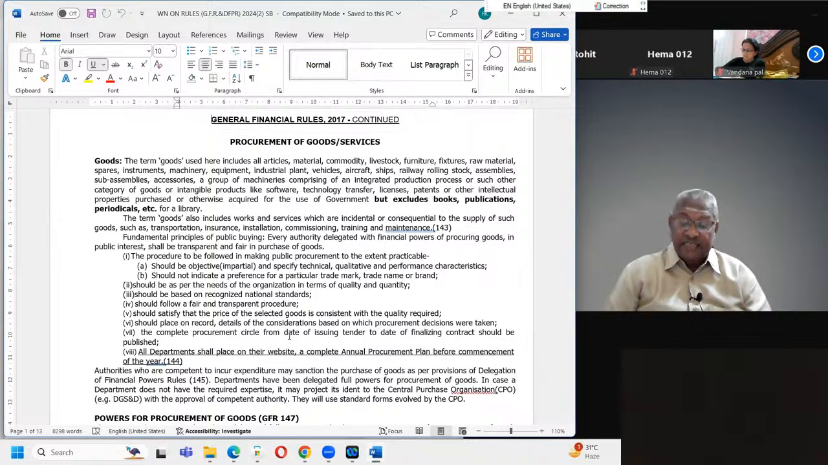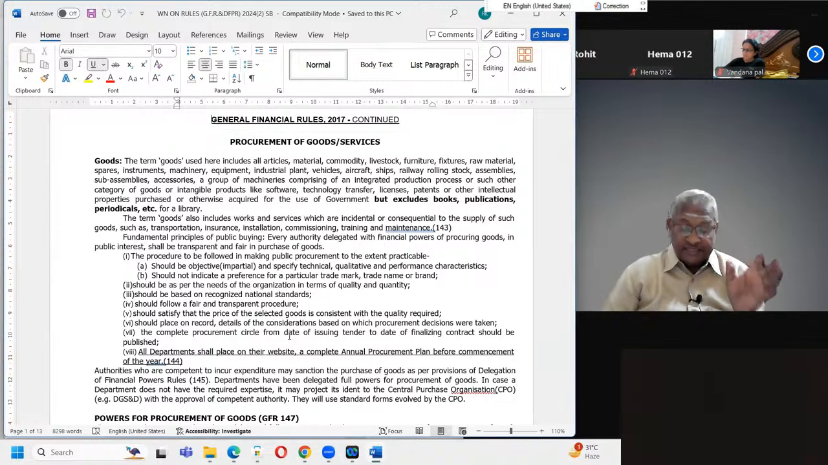Every authority delegated with financial powers of procuring goods in public interest shall be transparent and fair in purchase of goods. Then number 2, the procedure to be followed in making public procurement to the extent practicable. हाँ, कुछ चीज ऐसा लिखित रूप से रूल्स में लिखा हुआ है, बट प्रैक्टिकली इट मे नॉट बी पॉसिबल. सो टू द एक्सटेंट प्रैक्टिकेबल should be objective, that is impartial.